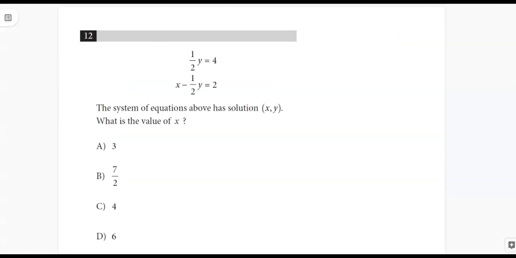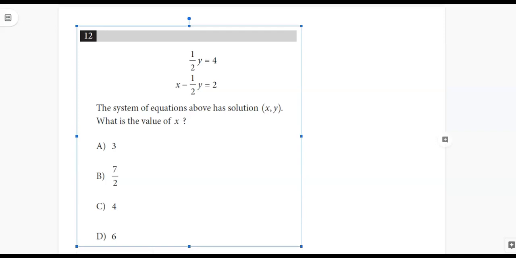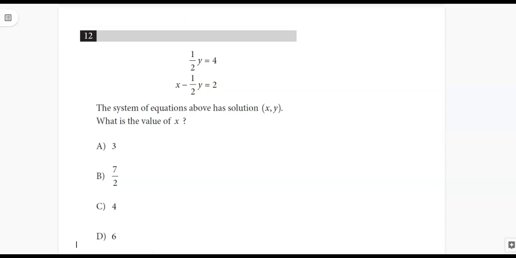All right, number 12. Looks like we have a system of equations because I see 2 equations there. Has a solution of x, y, and we basically are only trying to figure out what is the value of x. So you always know what you're looking for. So let's get after this. I notice that the first equation does not have an x in it. So I'm going to solve that and actually find out what y is.